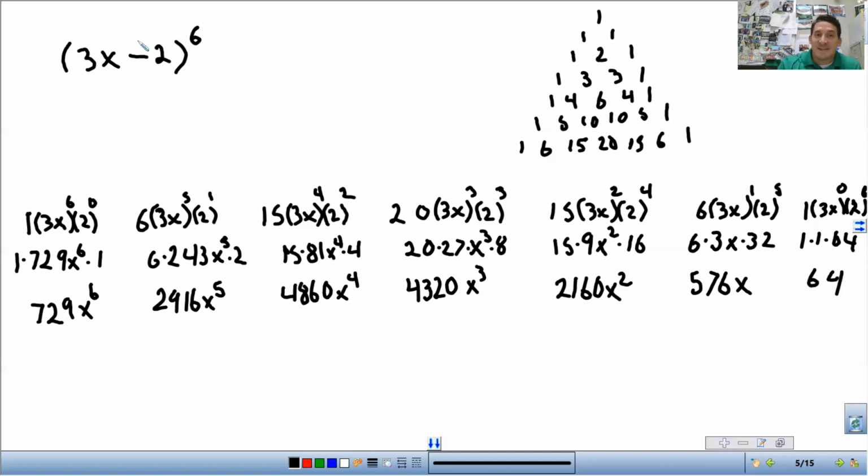And then the last step, since it's negative, it's going to alternate minus, plus, minus, plus, minus, plus. So the first term is always going to end up being positive, and it's going to start minus, plus, minus, plus, minus, plus. Done.